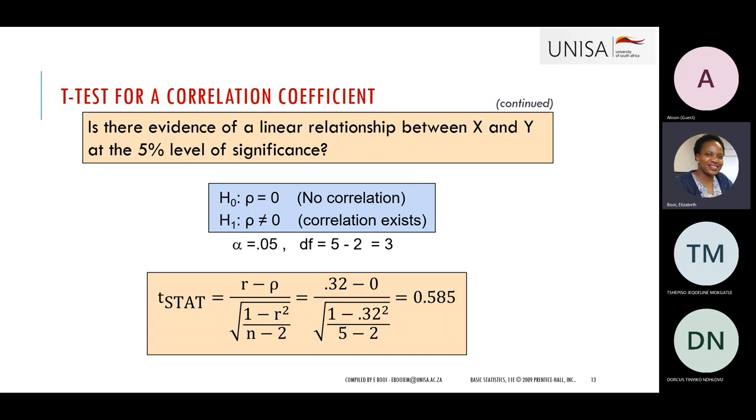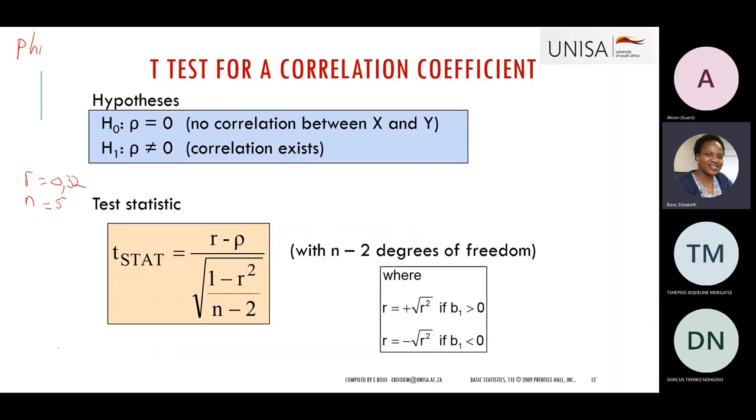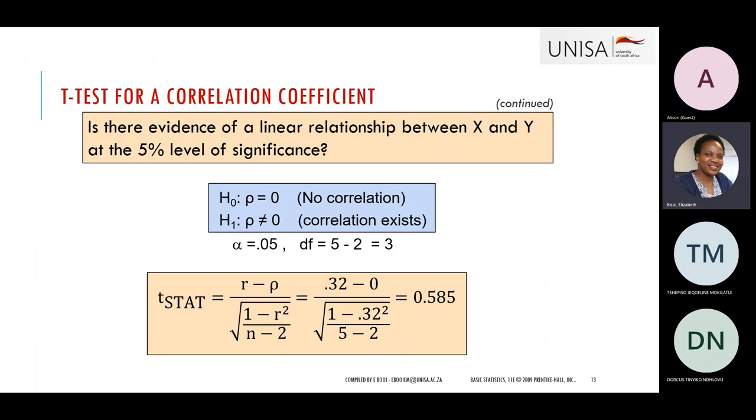Step number 2, state whatever you are given. Our alpha value is 0.05. Our degrees of freedom, let's assume that they have given us previously, which was n was 5, right? Yes, it was 5. So our degrees of freedom is n minus 2, which is 5 minus 2, which is equal to 3. And we go and calculate our test statistic.